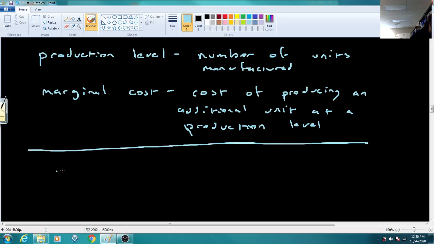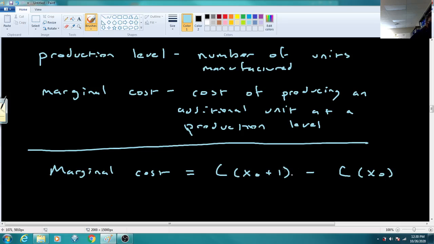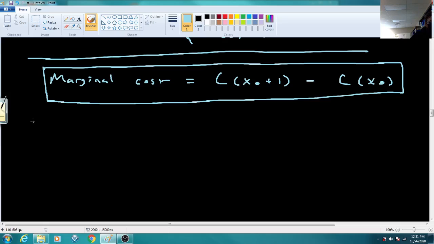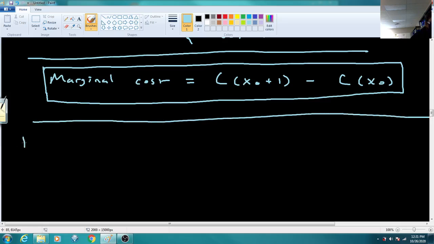We get this equation here, which is marginal cost is equal to the cost of 1 unit beyond, C of x naught minus the cost at x naught. So at production level x naught, it's basically the cost of a 1 unit increase at a production level of x naught that would be your marginal cost. So we're going to look at example 4 here. Now we just got a couple more examples, then that'll wrap up section 3.4. So this is example 4 from the book.